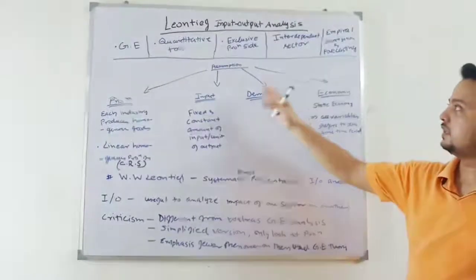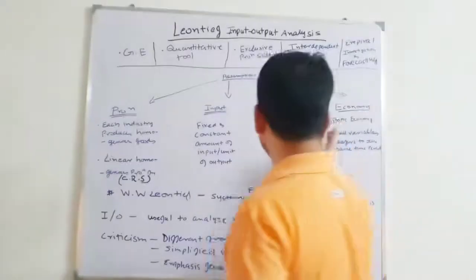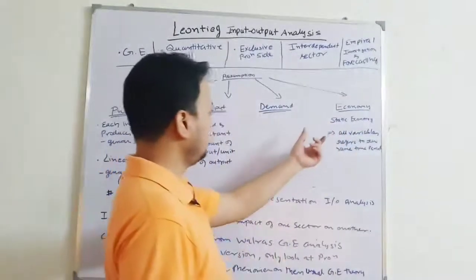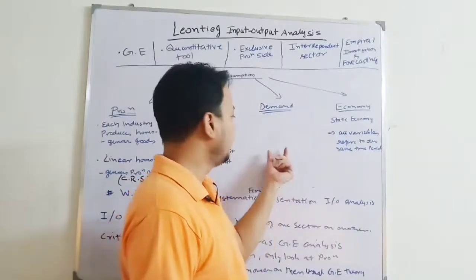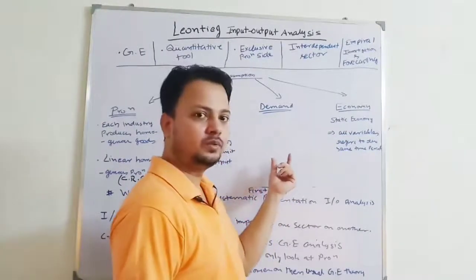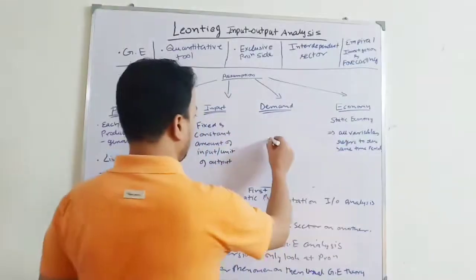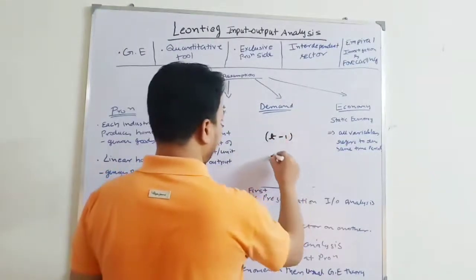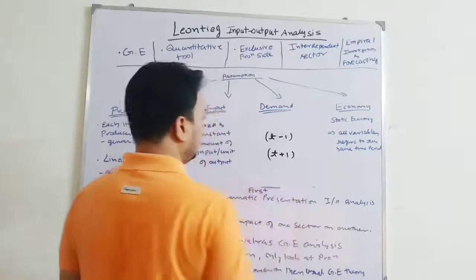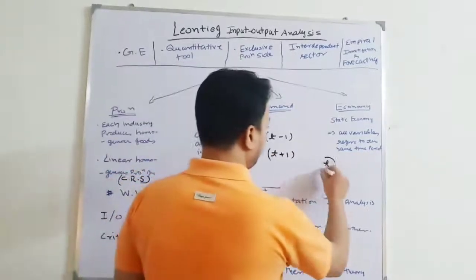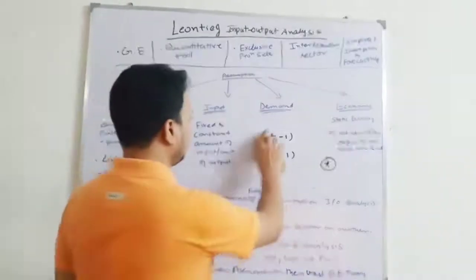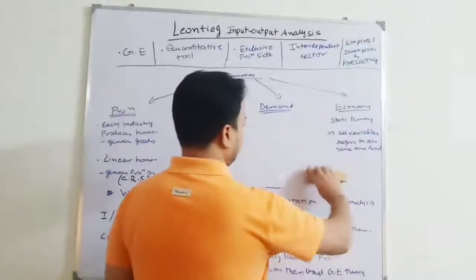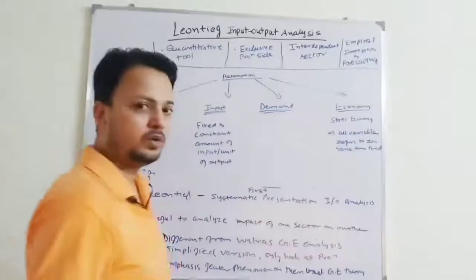Now coming to the economy. In this framework, Leontief has considered a static economy. Static economy basically means that the variables we have are referring to the same time period. We are not referring to the past time period t-1 or the future time period t+1. The variables belong to this time period. Now demand, I will explain more from the demand side later on.